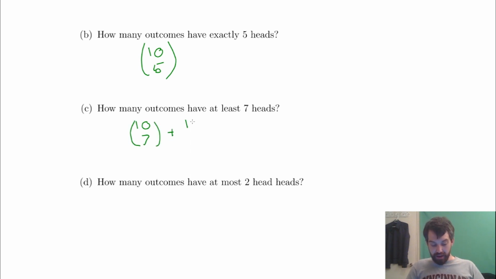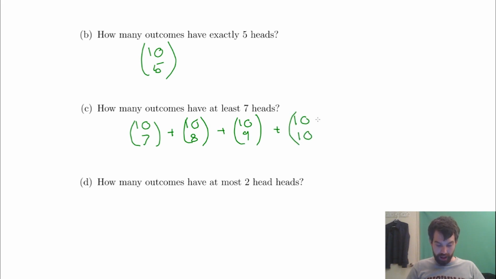10 choose 8, because that's how many have 8 heads. 10 choose 9, that's how many have 9 heads. And finally, 10 choose 10, which by the way is just 1. That would be the one case where every single one of them is heads. So when I look at the keyword at least, the at least tells me it's 7, 8, 9, or 10, and then I have to do one computation for each of those and add it up.